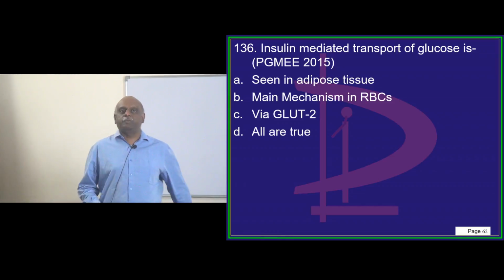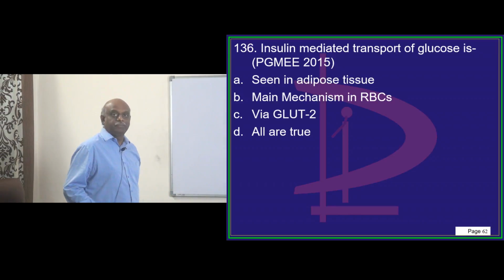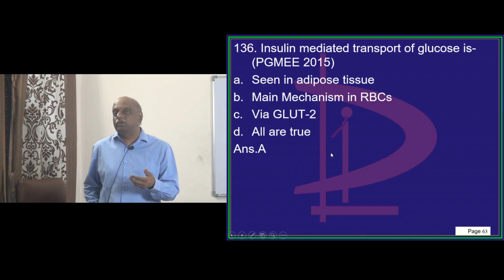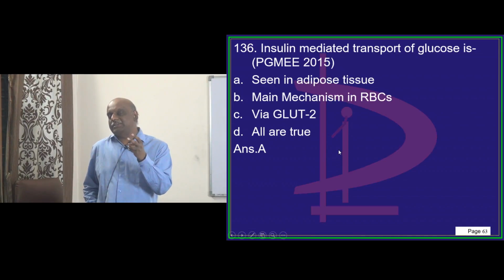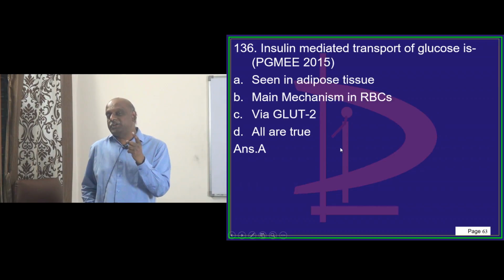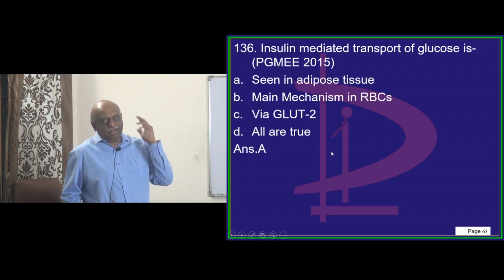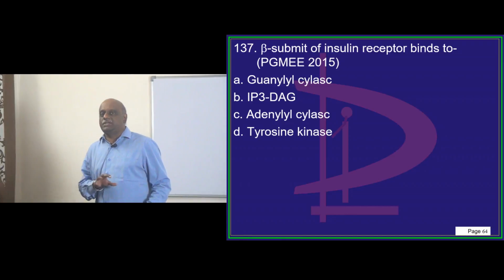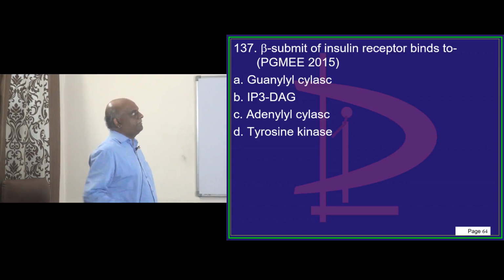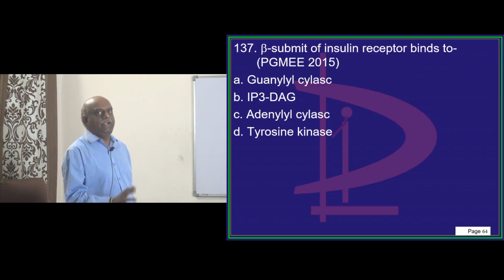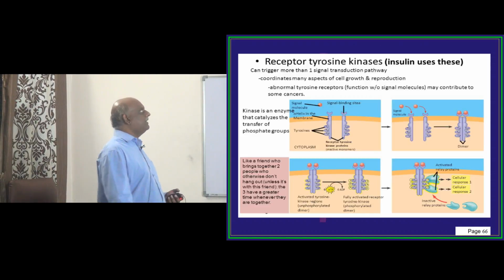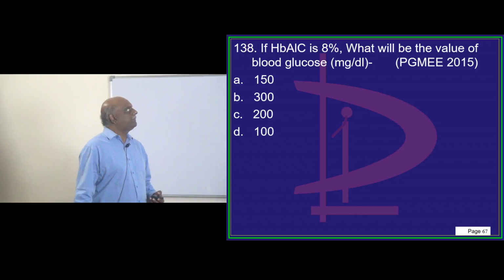Insulin mediated transport of glucose, what is true? You should remember insulin mediated transport of glucose occurs in skeletal muscle, cardiac muscle, and adipose tissue, and GLUT4 is associated with insulin mediated glucose uptake. Beta subunit of the insulin receptor, what does it bind to? So what does it bind? It is the tyrosine kinase, which is the receptor for insulin. This is what you should remember.